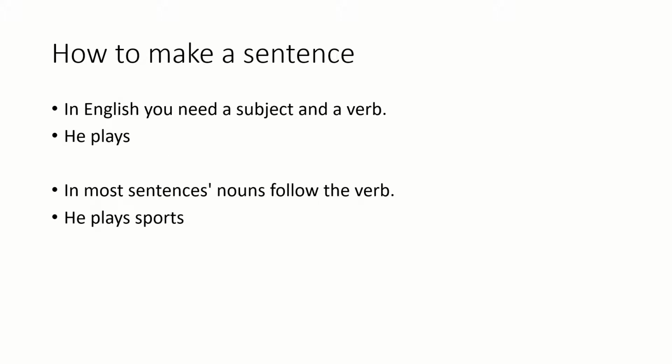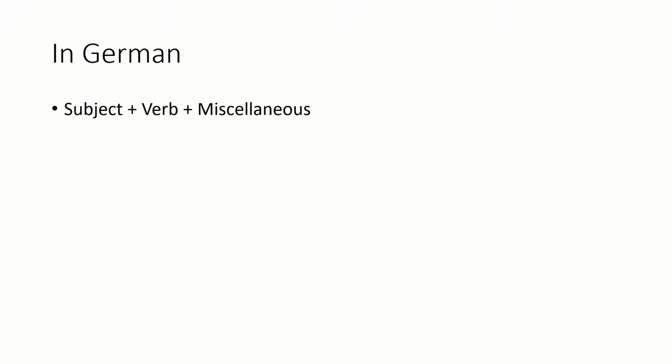So in English, you need a subject and a verb to have a proper sentence. An example would be "he plays." But most sentences follow with more after the verb. So to add to that first sentence, you can say "he plays sports." In German, you need a subject, then a verb, plus miscellaneous, which is like nouns and prepositions and stuff like that.